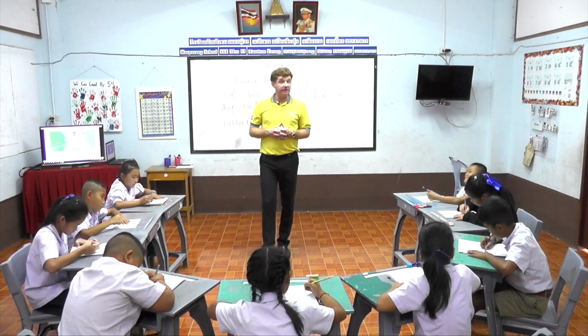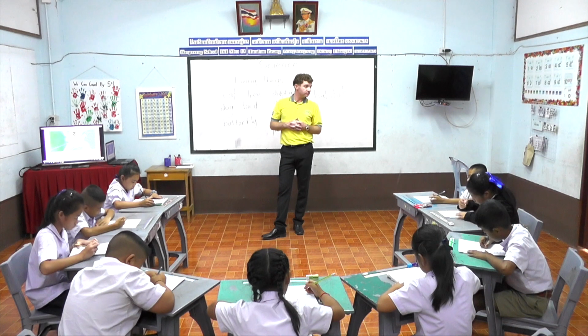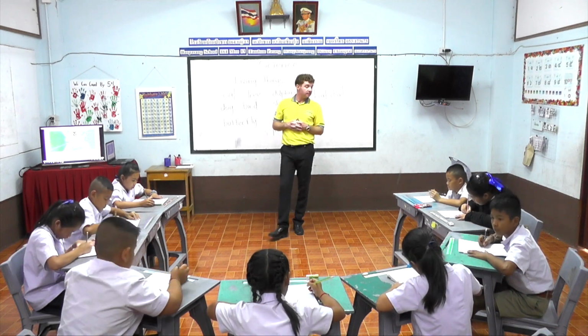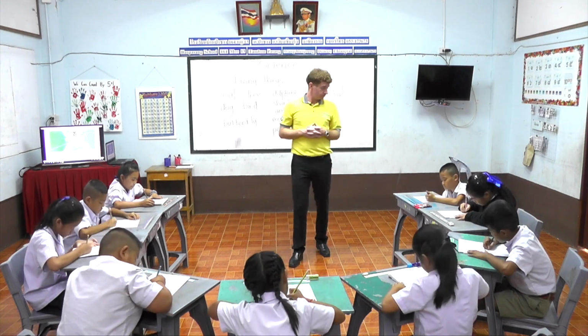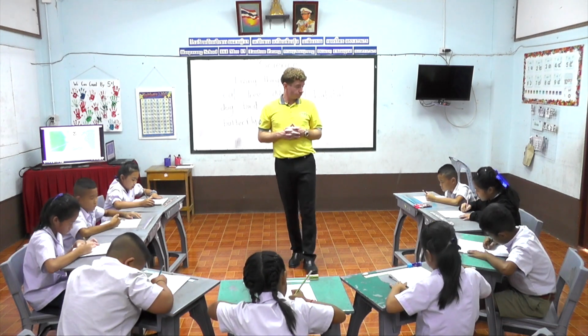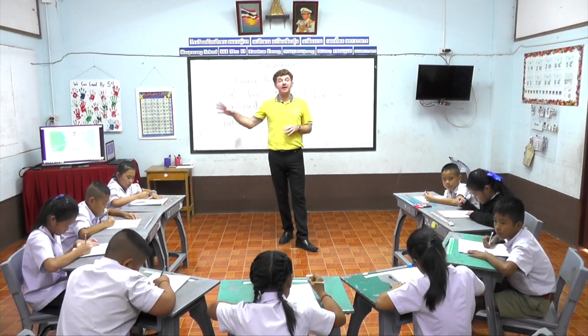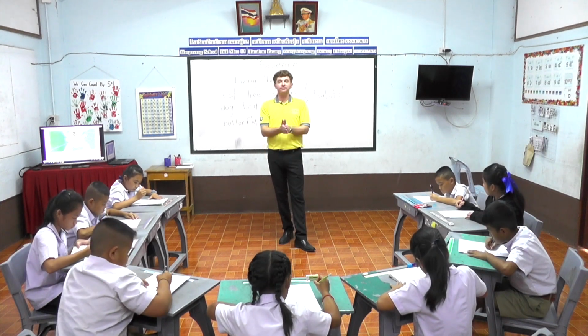And then number 3, the shark. Where does the shark live? Shark lives in a ocean, in the sea. Remember, living things are the animals, and the habitat is the place where they live.